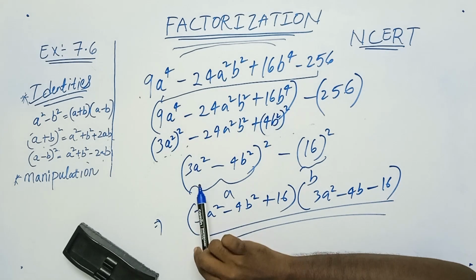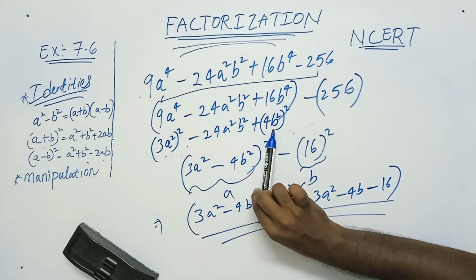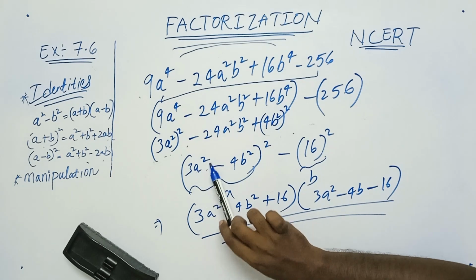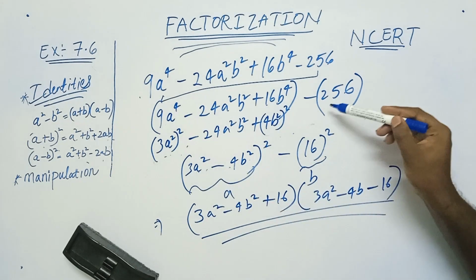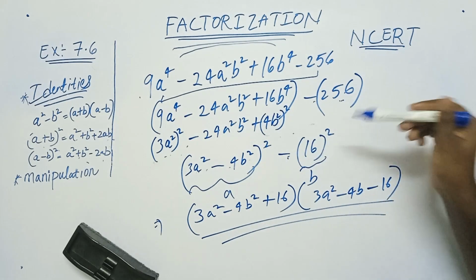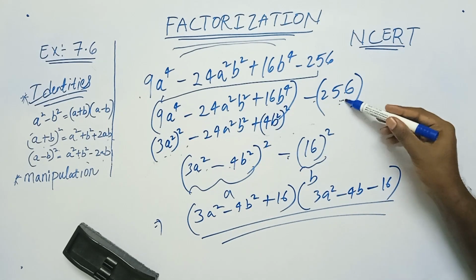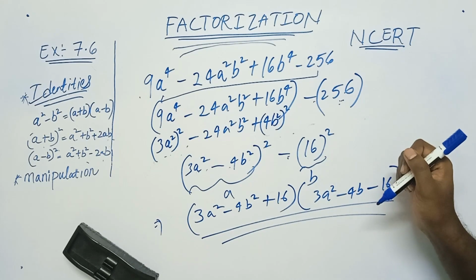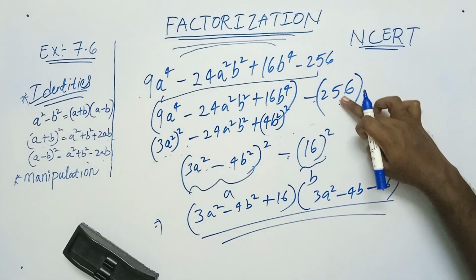So that is why we have taken a value as 3a square and b value as 4b square. So we have 3a square minus 4b square. Now here we have a minus sign, we have kept the minus sign. So here we have a number which is 256, and 256 is a square number, first of all.